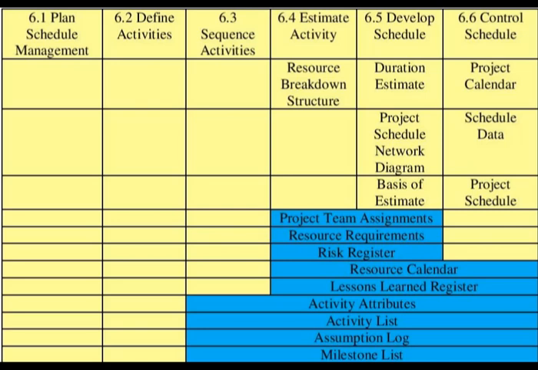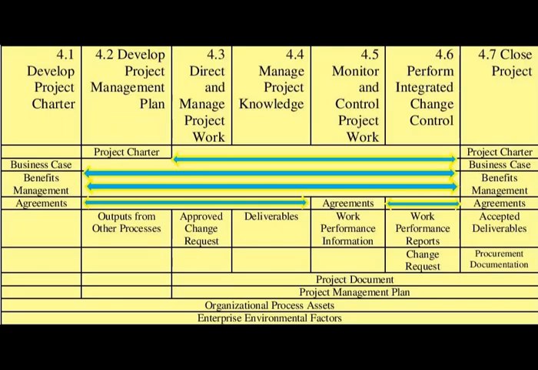Question 12. All of the following are inputs to the estimate activity durations process except: A. Resource requirements, B. Quality report, C. Resource breakdown structure, D. Project team assignments. Question 13. All of the following are inputs to the validate scope and control scope process except: A. Risk register, B. Lessons learned register, C. Requirements traceability matrix, D.